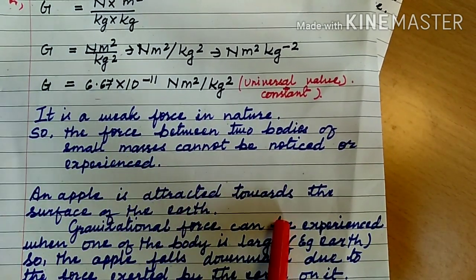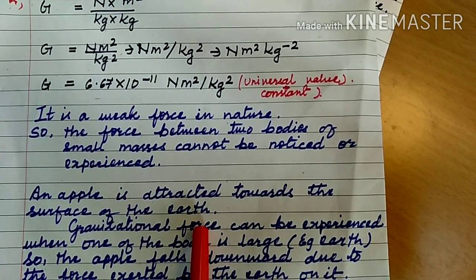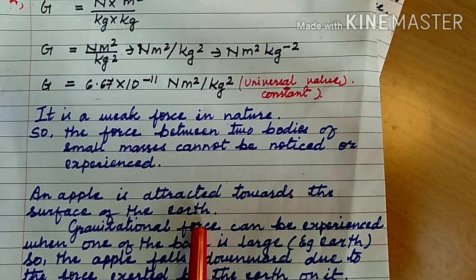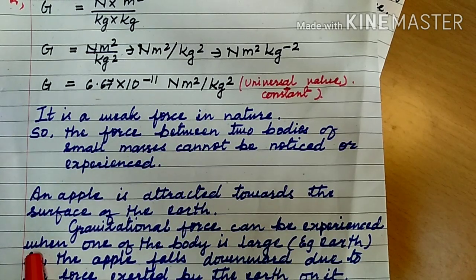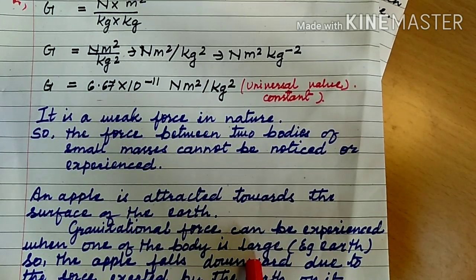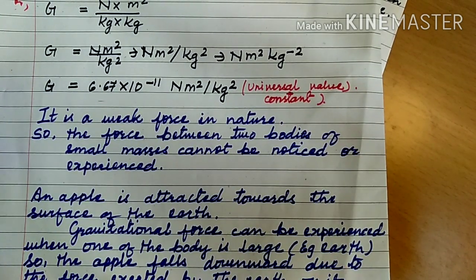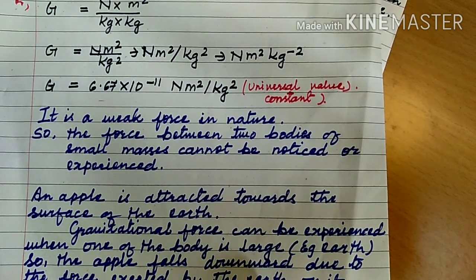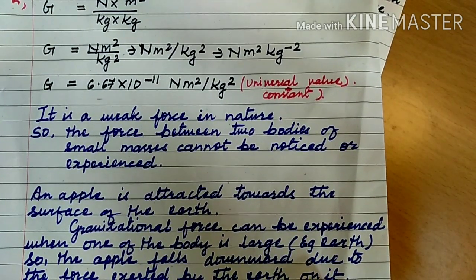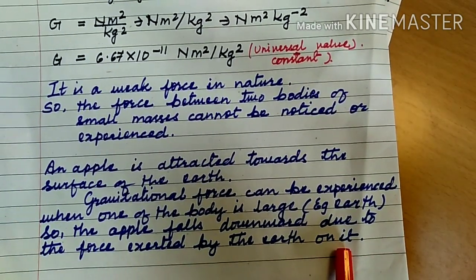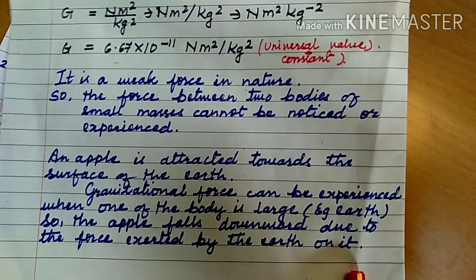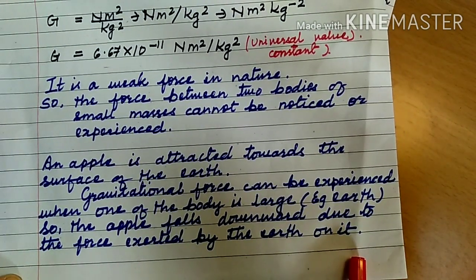An apple is attracted towards the surface of the earth. We have seen the apple falling downward towards the surface of the earth. That means the earth is attracting the apple towards it. Now this attraction can be seen because gravitational force can be experienced when one of the bodies is very large, for example the earth. So the apple falls downward due to the force exerted by the earth on it. Gravitational force can be experienced when bodies are very large, such as celestial bodies, as large as the earth.